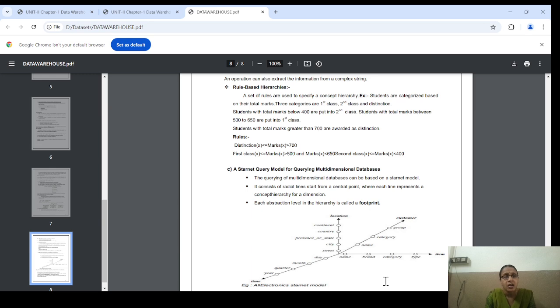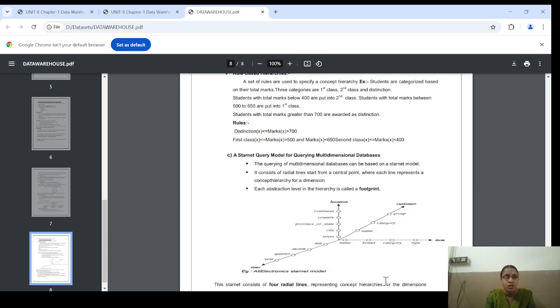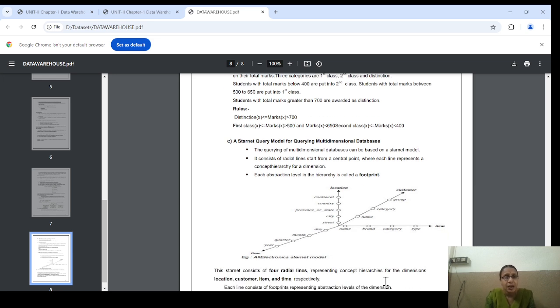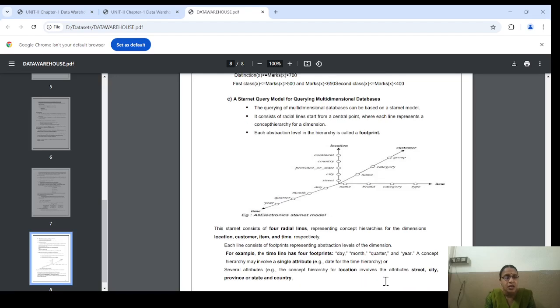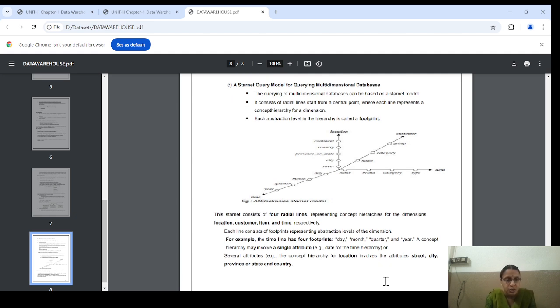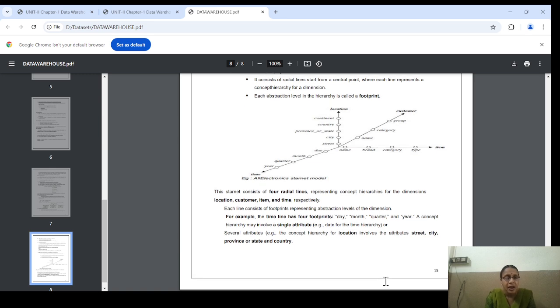StarNet query model for querying multidimensional databases. The querying of multidimensional databases can be based on a StarNet model. It consists of radial lines starting from a central point, where each line represents a concept hierarchy for a dimension. Each abstraction level in the hierarchy is called a footprint. The StarNet consists of four radial lines representing concept hierarchies for the dimensions location, customer, item, and time. Each line consists of footprints representing abstraction levels of the dimension. For example, the time line has four footprints: day, month, quarter, and year.